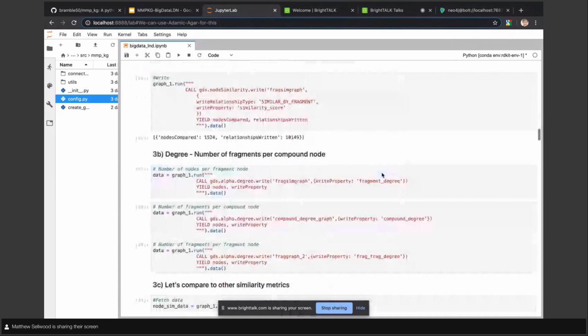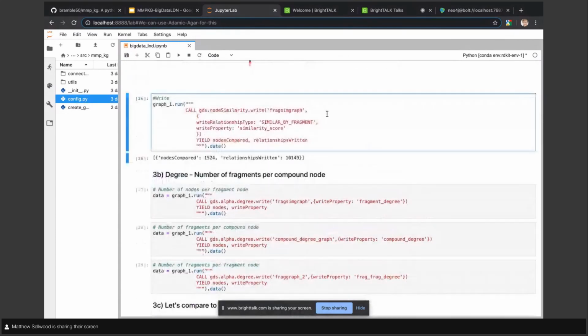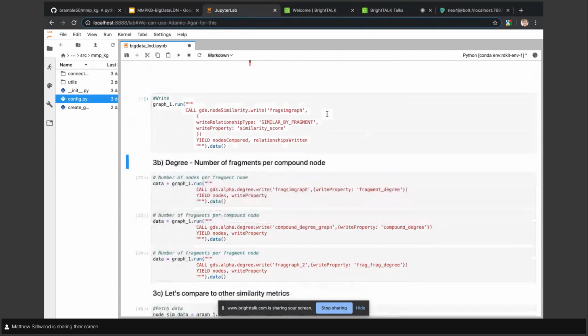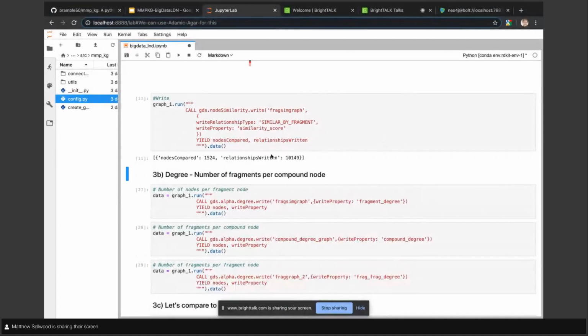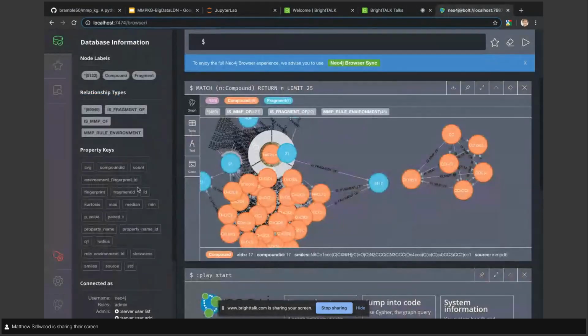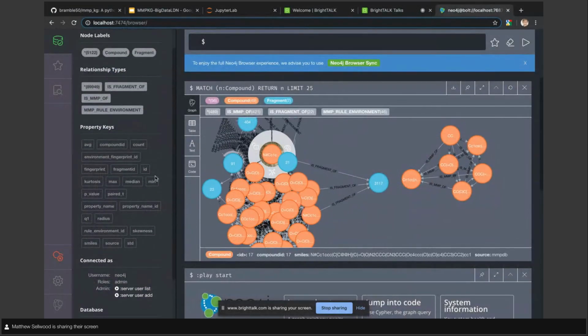So if we scroll down, first of all, let's write our similarity out to the graph. We were only streaming it before, so let's write this out to our main graph. Once that's written, there we go. We should be able to go back to our graph and start to see a new property appear.